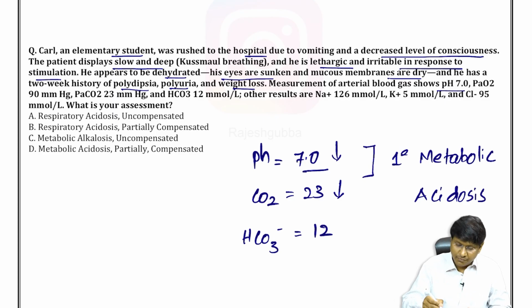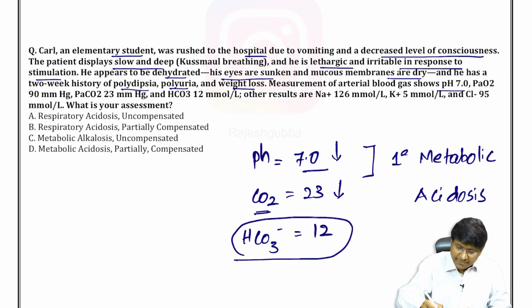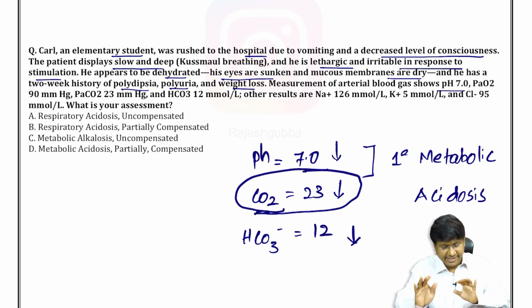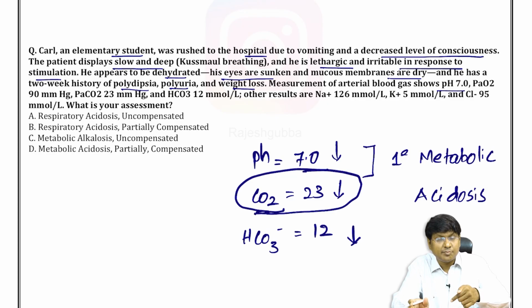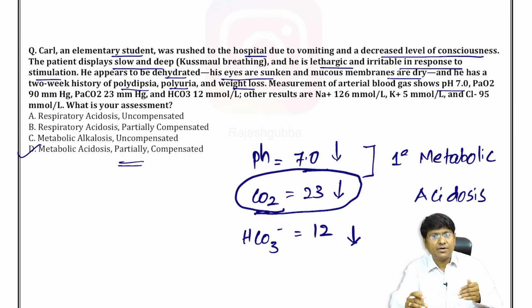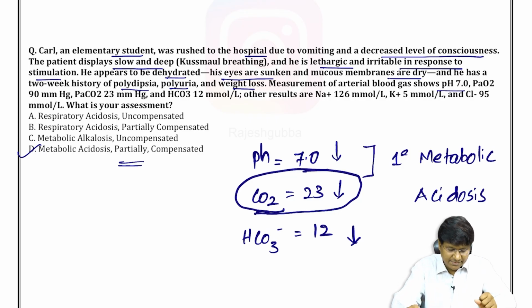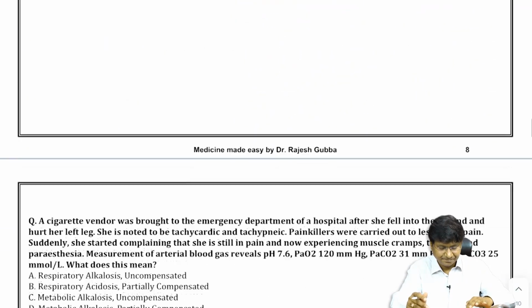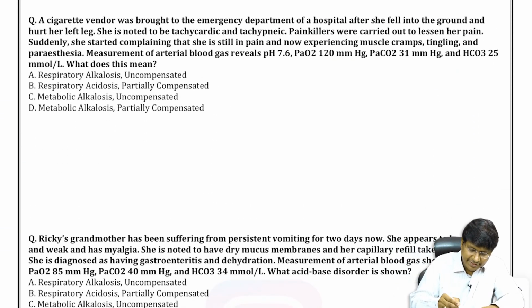Now, the primary is bicarbonate. When bicarbonate has reduced, has your compensatory carbon dioxide changed? Yes, it has changed. But is the pH normalized? No, the pH is not normalized. So what do we call this? Metabolic acidosis, partially compensated. Why is it partially compensated? Because the carbon dioxide reduced, but the pH did not normalize. So we call it metabolic acidosis, partially compensated, right? So the correct answer is the fourth option. Then you see the next question.